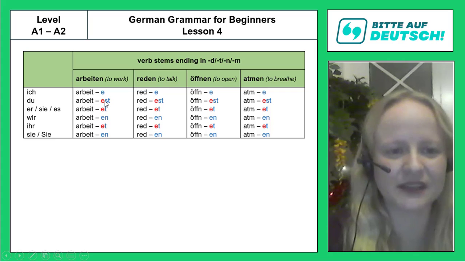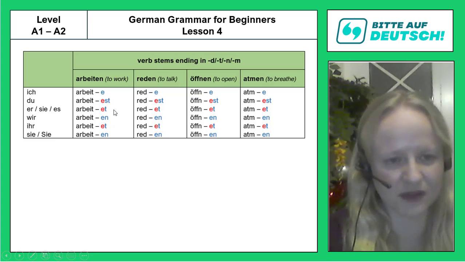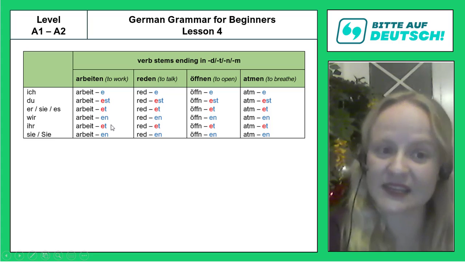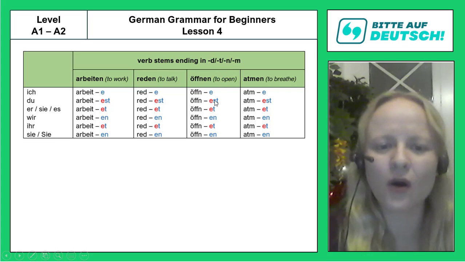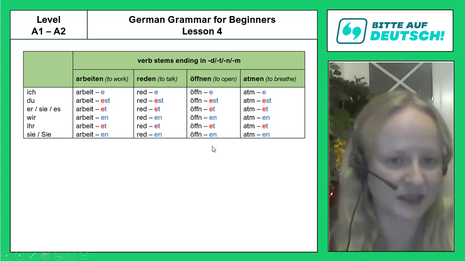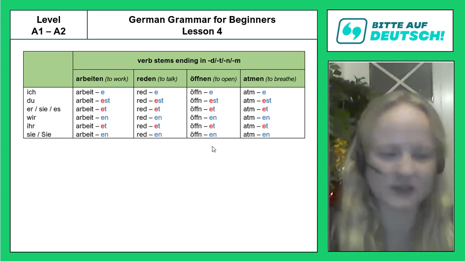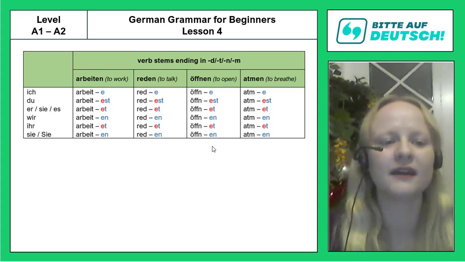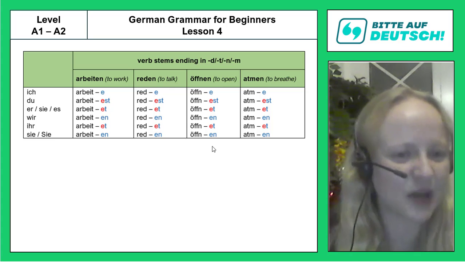So we will actually insert an E in the du, er/sie/es, and ihr forms, so in the second and third person singular and in the second person plural. And that is what all of these have in common, so it doesn't matter if it is a D, T, N, or M. All of them will have these filling transitionary E's in order to ease the pronunciation. Okay, so when we conjugate it, we will actually say ich arbeite, du arbeitest, not arbeitst, du arbeitest. Er, sie, es arbeitet, wir arbeiten, ihr arbeitet, sie arbeiten.